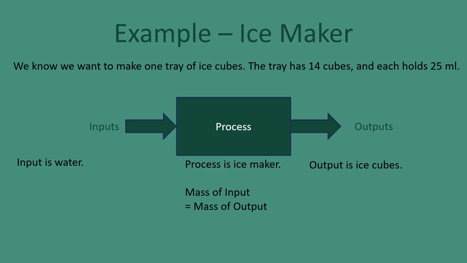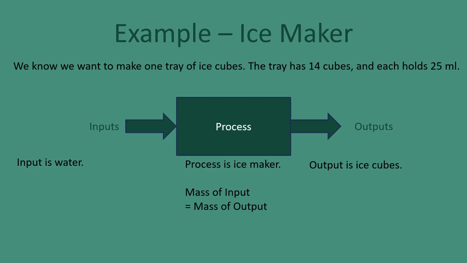So we're going to start with a simple example of an ice maker. What we're going to do is take our input of water and fill up an ice cube tray that has 14 cubes. And we'll put the ice cube tray into the freezer, wait for the ice to freeze, remove the ice cube tray from the freezer, and dump out the ice cubes to give us an output of ice cubes.